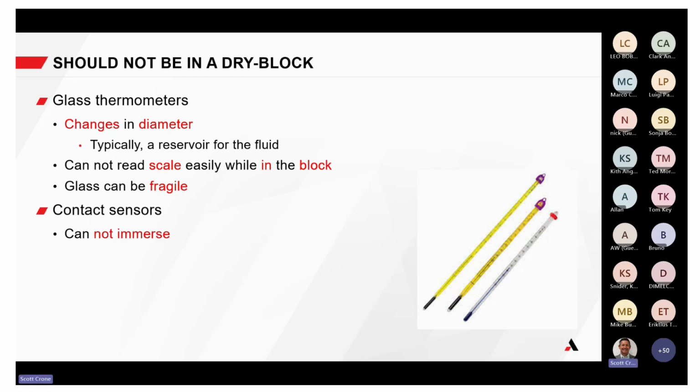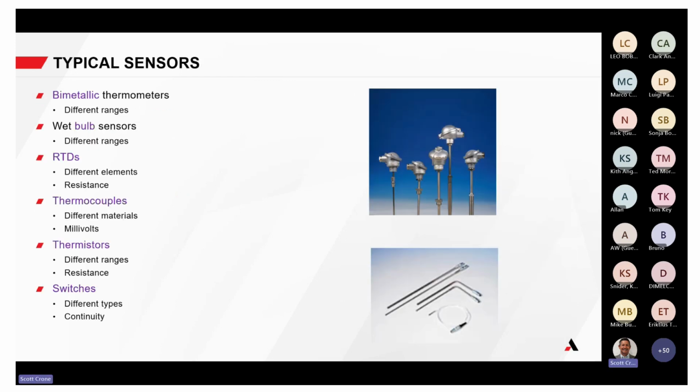So what do we see as typical sensors? We talked about the bimetallic. We'll typically see bimetallic thermometers, wet bulb sensors, RTDs, thermocouples, thermistors, and switches. And you're going to do different readings for those.